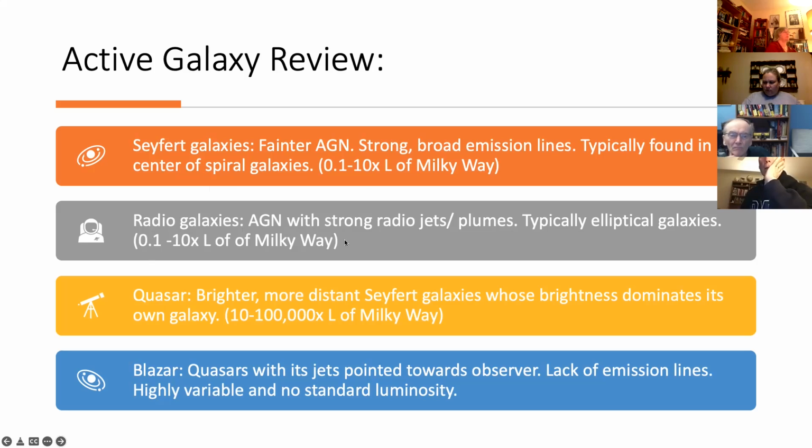Then we talked about quasars. These are brighter, more distant Seyfert galaxies whose brightness dominates its own galaxy. The nucleus is so bright that the rest of the galaxy is just outshined by it. It looks like a star, quasi-stellar object. And then finally, I talked about my favorite, blazars, which are quasars with jets pointed directly towards the observer. These lack emission lines, and they have no standard brightness or luminosity because they're highly variable.